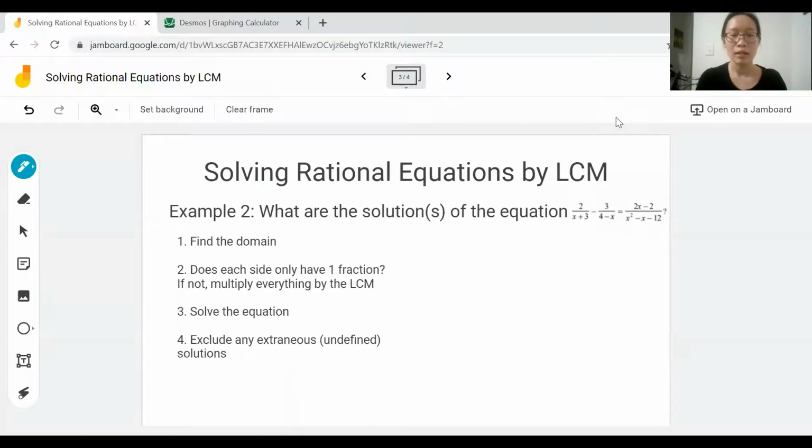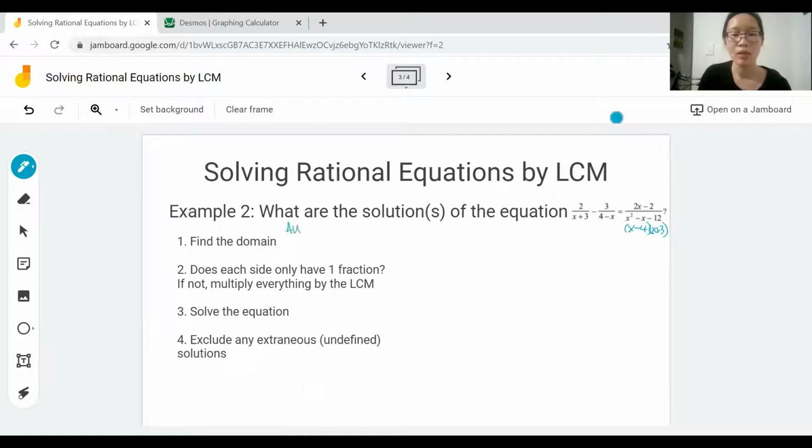In our second example, we're asked to find the solutions of the equation 2 over x plus 3 minus 3 over 4 minus x is equal to 2x minus 2 over x squared minus x minus 12. Again, first we're going to find the domain, which means I'm going to set all my denominators equal to 0. But to do that first, I'm going to factor my trinomial. So I get x minus 4 and x plus 3.